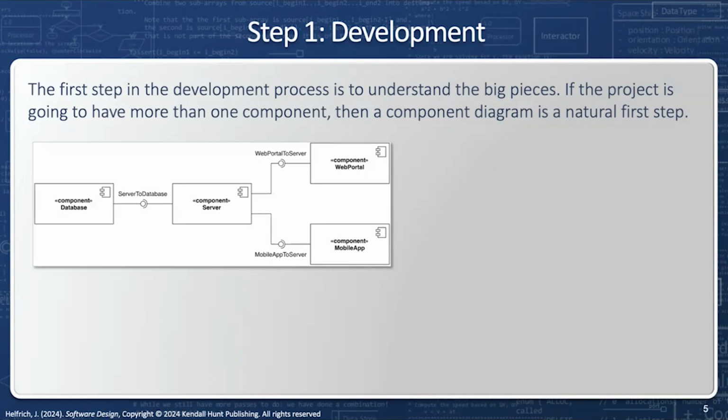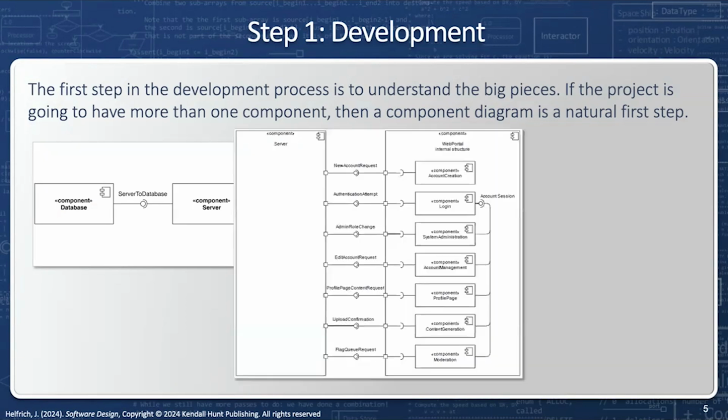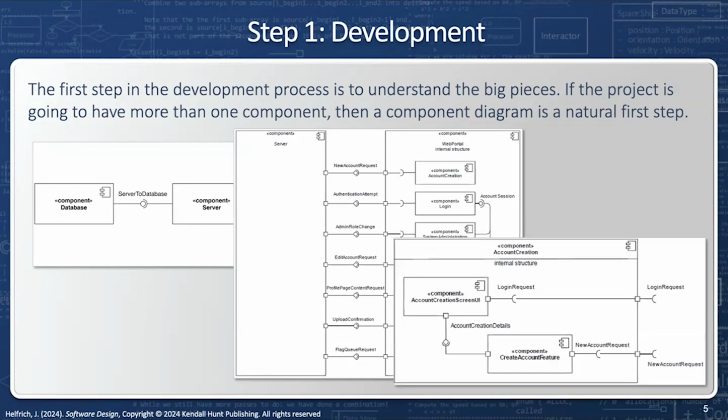Now, at this point in time, I really have no idea about the web portal or the mobile application or server, but then I'm going to zoom in, in this case, on the web portal, and I'm going to notice the web portal has these different subcomponents like account creation and login and system administration. Then I'm going to zoom in on those, and I'm going to zoom in on those until finally I understand each individual piece and how they relate to each other. Now, at this point in time, I don't understand how they work, but I do understand that piece needs to exist. And a component diagram allows me to understand the pieces and how they interrelate with each other.